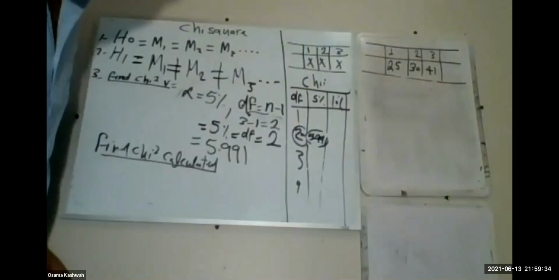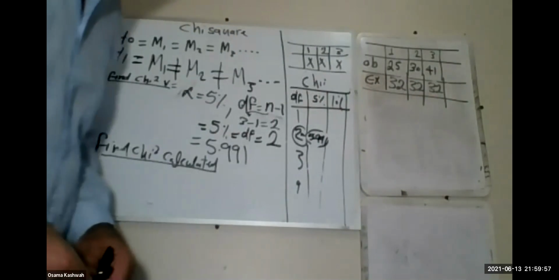Then all I will do here is just add one more row in the table. If this is the observed, which is given in the example, I will add the expected. So the expected is the average, like I said, which is 32, 32, 32. This is the expected results, and I will do it this way.